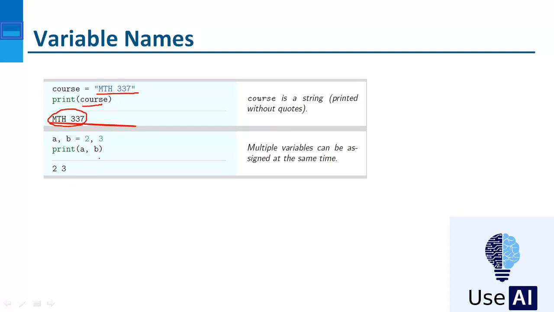Next, you can assign multiple values to multiple variables. For example, when I write a, b = 2, 3, we are assigning values to these multiple variables at the same time. The value 2 will be copied into a and the value 3 will be copied into b. When you print a, b, you will get the result 2, 3.